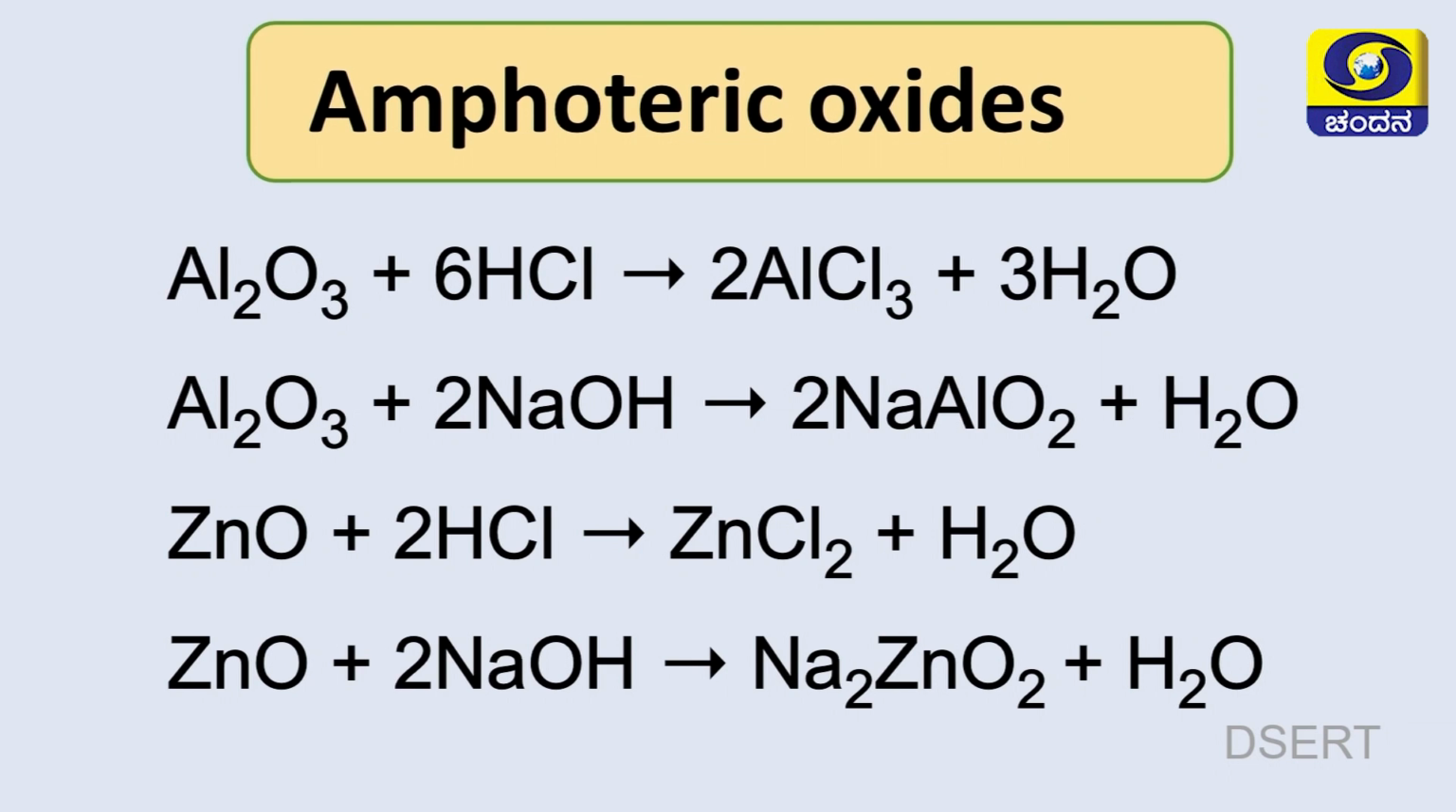When an acid reacts with a base, it forms salt and water. Similarly, when a base reacts with an acid, it forms salt and water. But here the aluminium oxide and zinc oxide are reacting both with acids and bases to form salts and water. That means they have dual nature. These oxides are called amphoteric oxides.